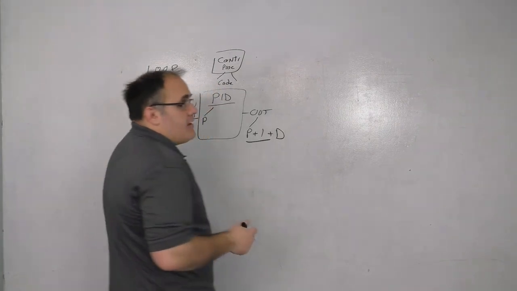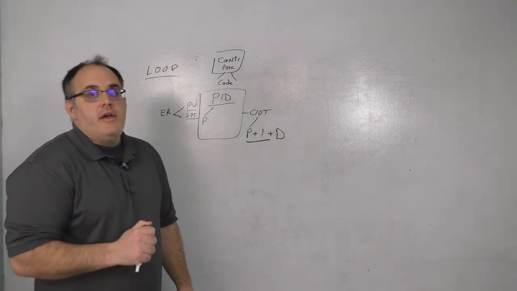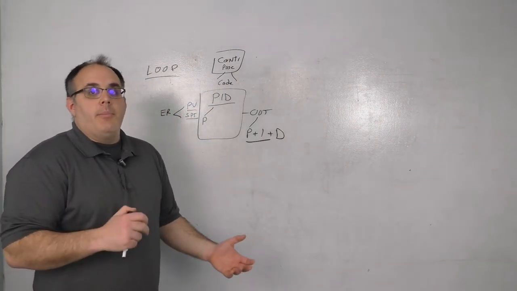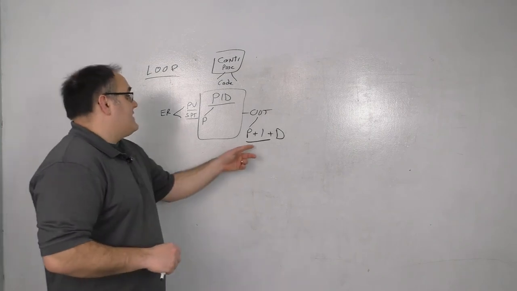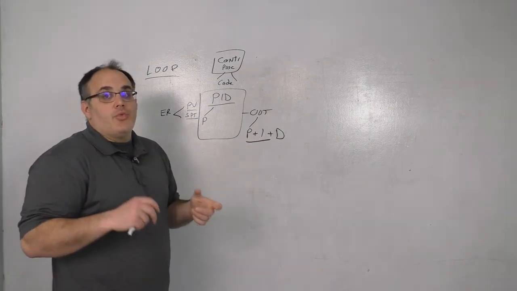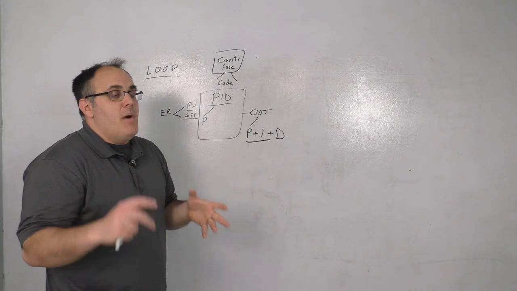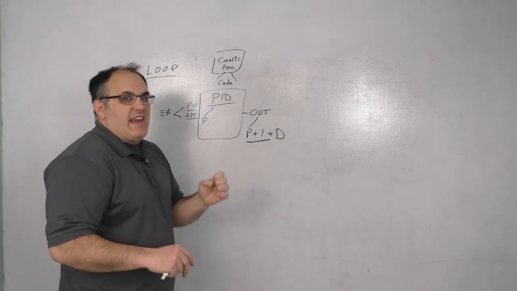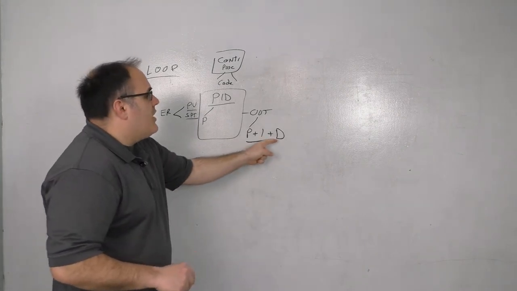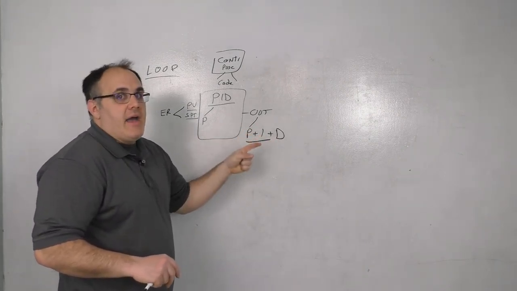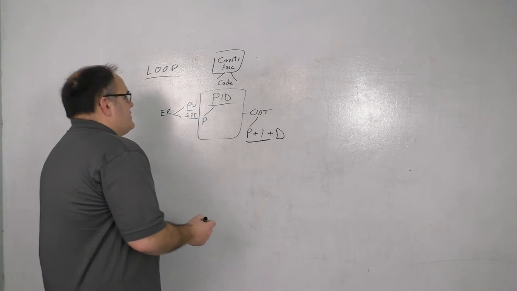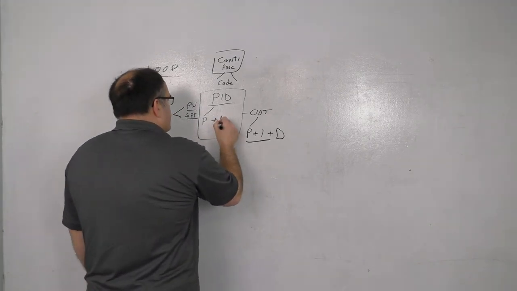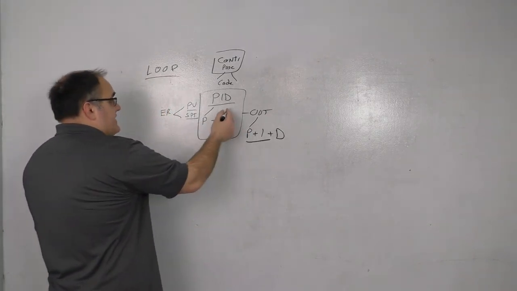However, in my professional, correct, yet humble opinion, P and I are really all you should be doing in most scenarios. You can use D in certain scenarios where you gotta have really tight control. In most scenarios, P and I are gonna be good enough. So you've got P plus I, and you've got these in this loop.